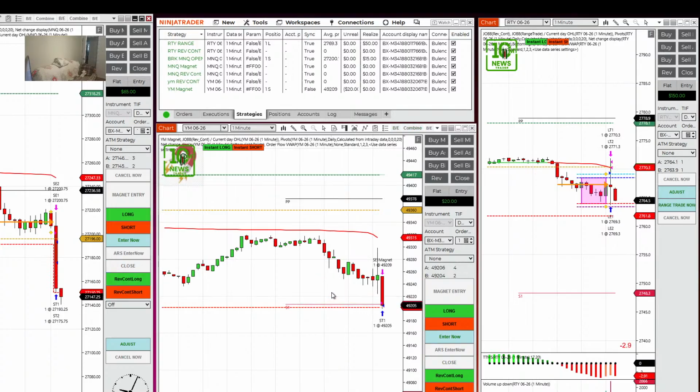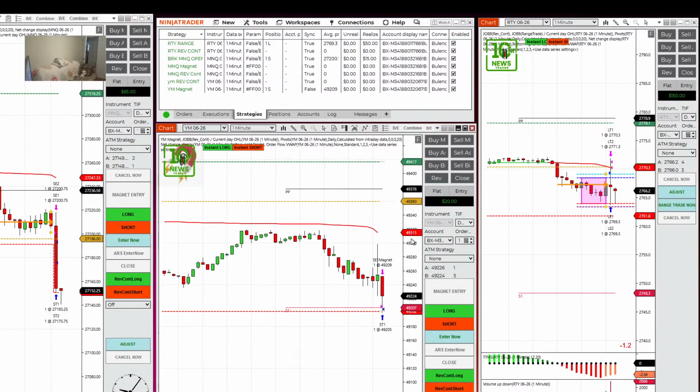I think the YM immediately tested. We had a tiny magnet on the YM, and that's all it gave us. Right now, look how it reversed right off the low, and we had just a little tiny magnet. Now, it may keep going because this market's very negative. Every single trade was a winner. Every one of them was a winner. We didn't have a single loser.